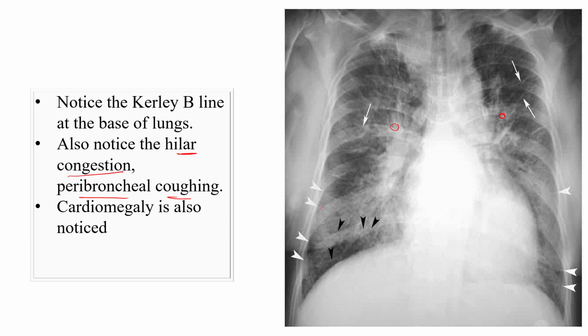Kerley B lines are usually perpendicular, as you can see here, perpendicular to the pleura, and they represent congestion. Kerley C lines are found at the base of the heart, and they represent advanced stages of congestion. Kerley A lines are present at the upper lobes, and they are directed toward the hila, and they represent either congestion or lymphadenopathy in cases of malignancy.